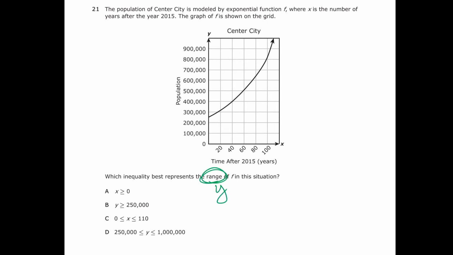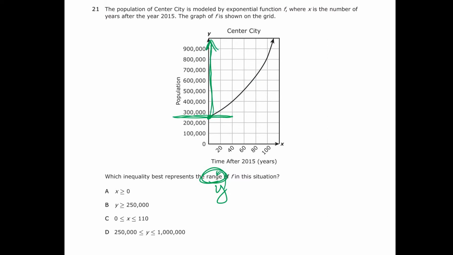We know range is y. It looks like the g. So range is the y, all the y values that are being used. The line is going upwards. We see it curving up, so it's using all the y values above this point right here.